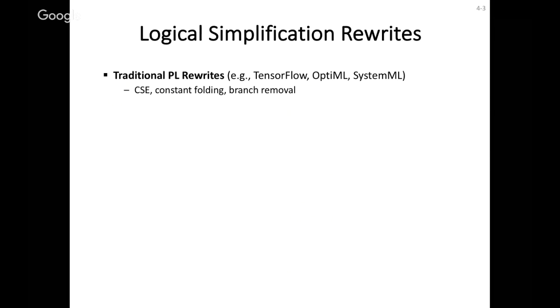Now, during this optimization, we apply a variety of different optimization techniques. A variety of systems include traditional programming language rewrites. This includes common sub-expression elimination, constant folding, and once we folded those constants, we can often even remove entire conditional branches.